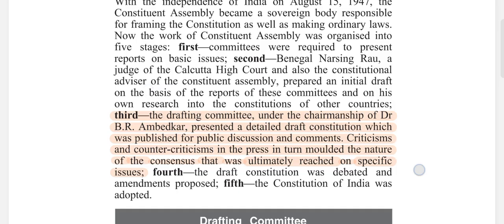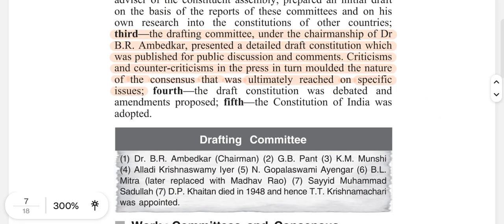Criticisms and counter-criticisms in the press in turn molded the nature of the consensus that was ultimately reached on specific issues. Fourth, the draft constitution was debated and amendments proposed. Fifth, the Constitution of India was adopted.